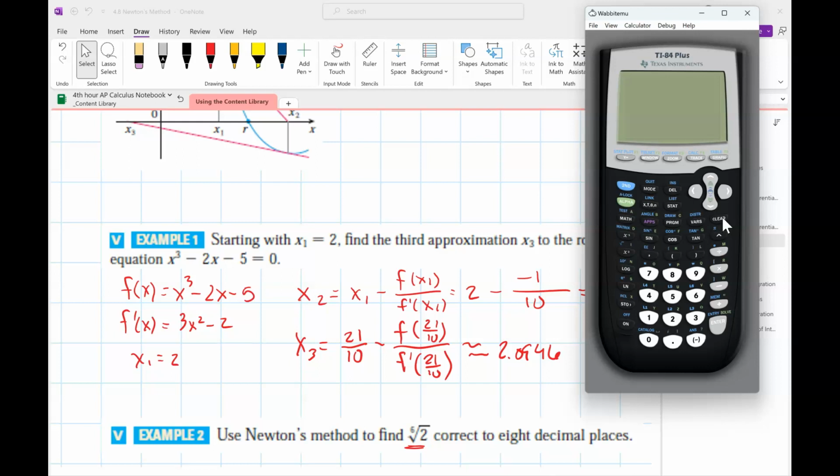Just have to set it up. So this is the way that we're going to do this on the calculator. If you have your calculator with you, I encourage you to take it out so you can follow along. This is a lovely process.